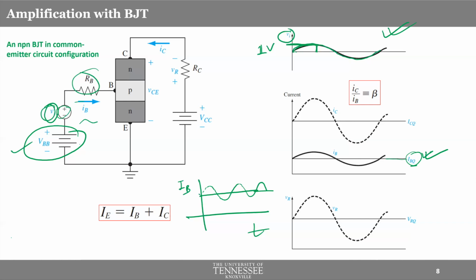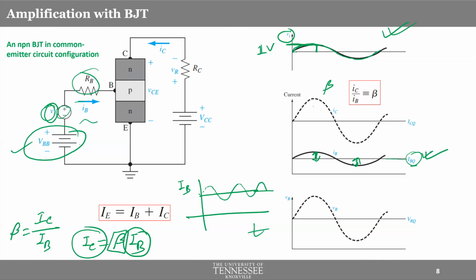For IB, we know that beta is IC over IB, or IC equals beta IB from the BJT operation, right? So whichever IB you have, it will be multiplied by the gain of the device. If beta is 100, IC will be 100 times. So whichever amplitude you have in the base current, you'll have maybe beta times amplification in the amplitude of the collector current, right? Because of this relation. So your collector current will be amplified simply because of the correlation between base current and collector current.